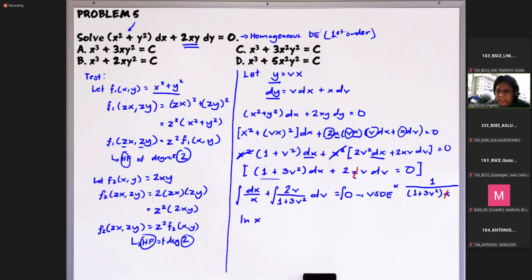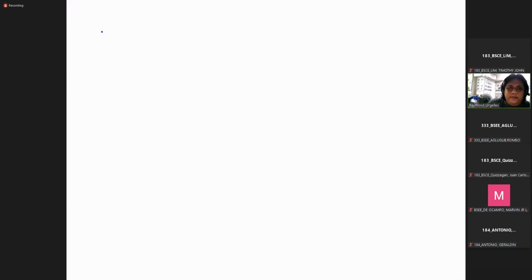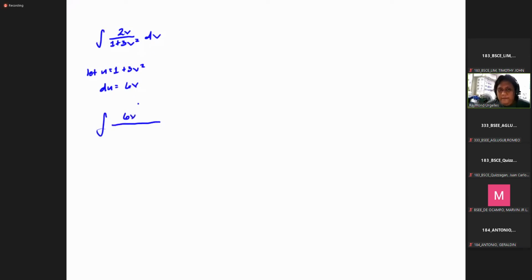So gagamit lang tayo dyan ng substitution. Diba? So substitution method. So let's try to solve that. So again, integral ng 2v over 1 plus 3v squared dv. Diba? So ilalet lang natin yung nasa denominator, so 1 plus 3v squared, tawagin natin to as u. So then you will get du is equal to 6v dv. Diba? So para maging 6v yung nasa numerator natin, kailangan natin mag-divide ng 3. Diba? 6 divided by 3 is 2. So kaya ganyan yung mangyayari.